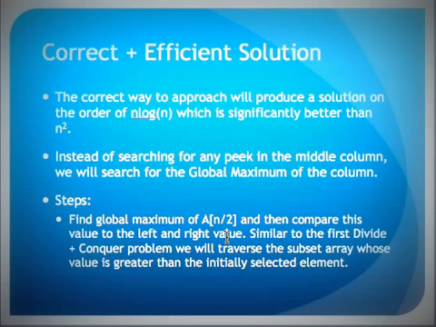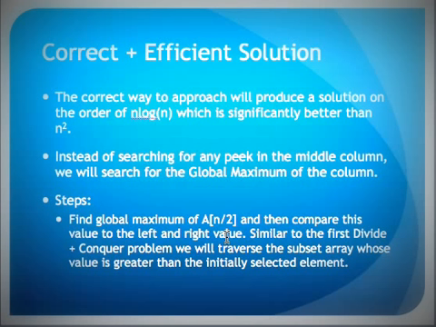So let's think about this. Instead of checking every single element in the array, which would be n times n, or if it's an n by n matrix, then n squared, which is pretty inefficient, we can cut this down. Let's pick the half point, or the middle column of the array. Find that column, and then find the global maximum, where global maximum means the largest number in that column.